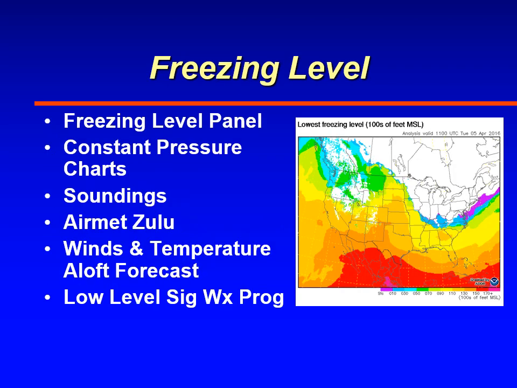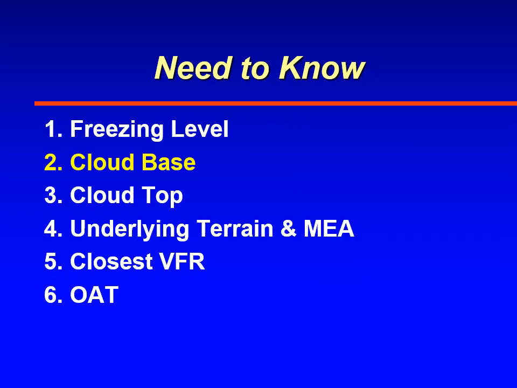The freezing level can be obtained from various products. Here is one of them, a graphic that you can see that's very colorful, which is the freezing level panel, which is available at the Aviation Weather Center. But you can also estimate freezing level from constant pressure charts, looking at soundings, AIRMET Zulu, also winds and temperature aloft forecast. You can interpolate the freezing level. And then finally, looking at low-level significant weather prognostic charts.